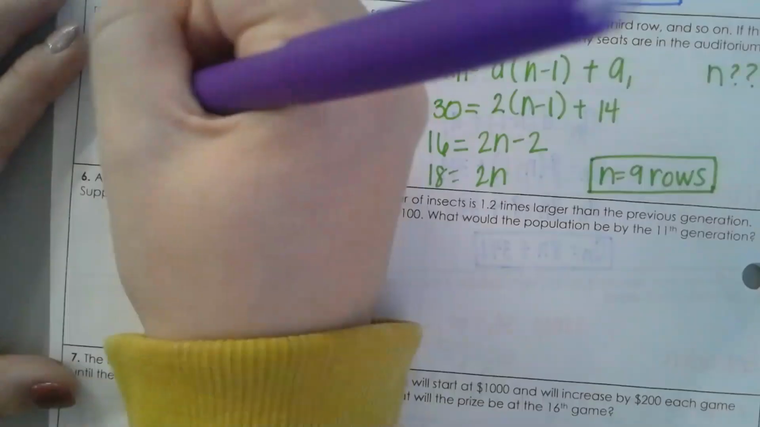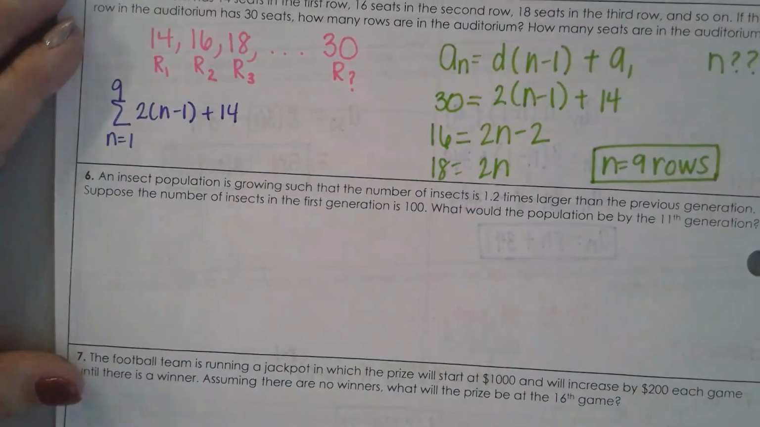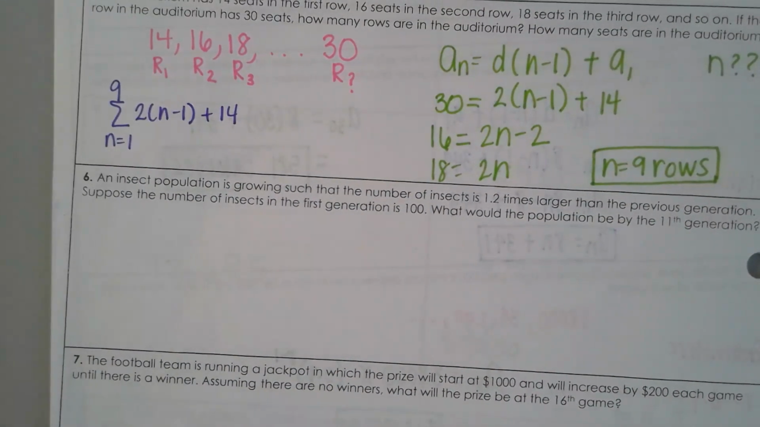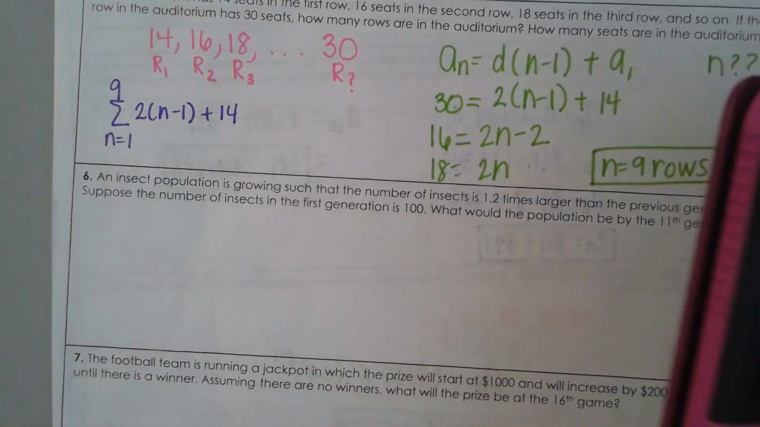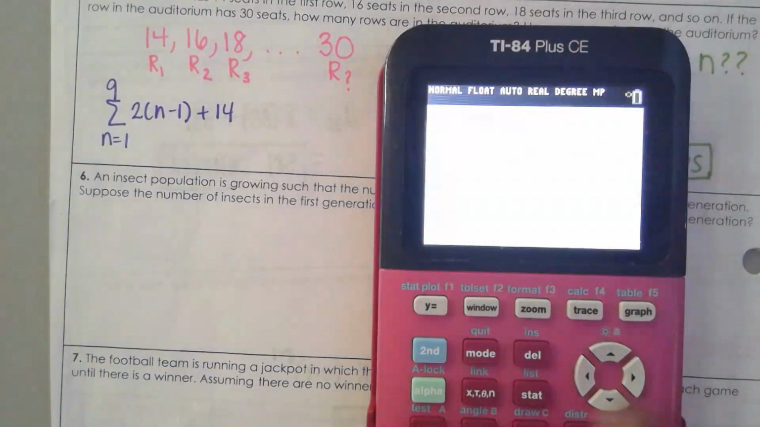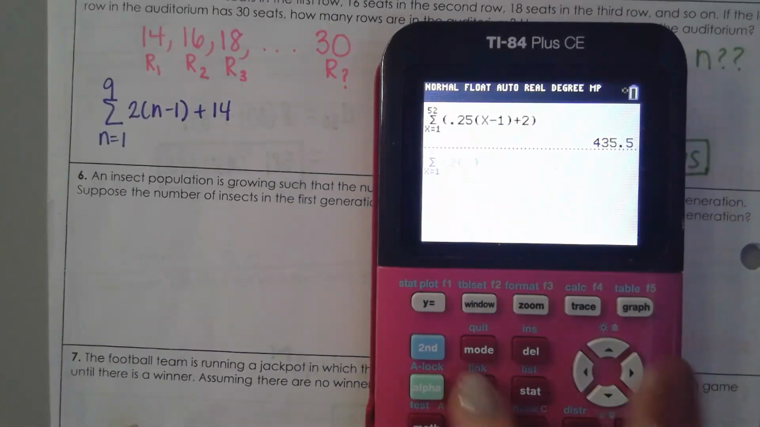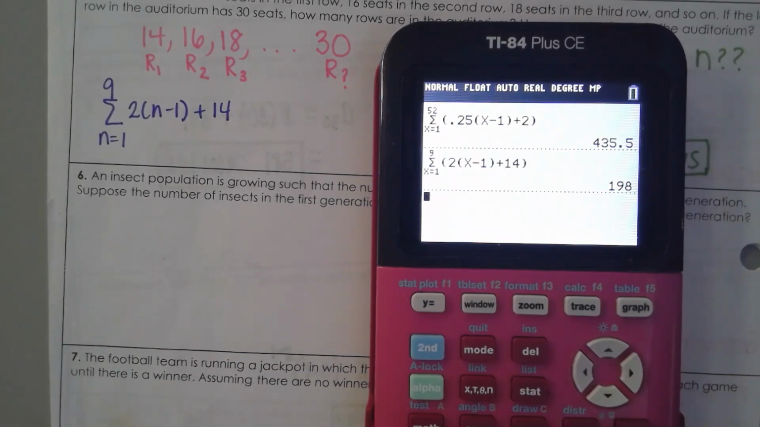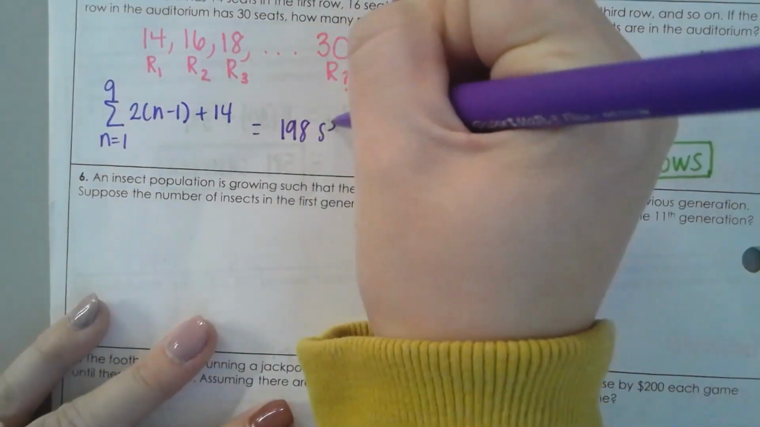And then my formula was this. This is a tough one. We get 198 seats.